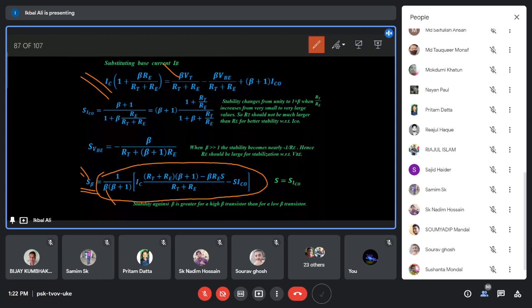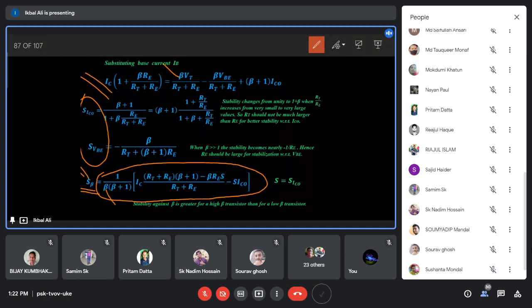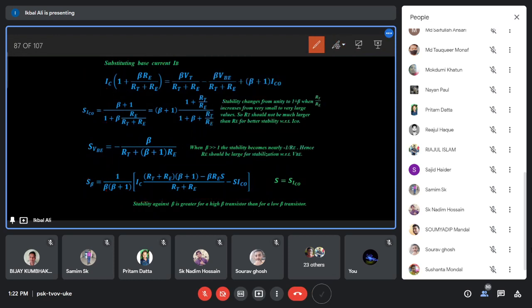And also from the first two stability factors, we have understood that if you choose the RE resistance high value, the stability will be more, and RT resistance, you have to choose a low value. So if you make these conditions into the circuit, the stability of the circuit will be very good for the self bias circuit. Okay, have you got this one?